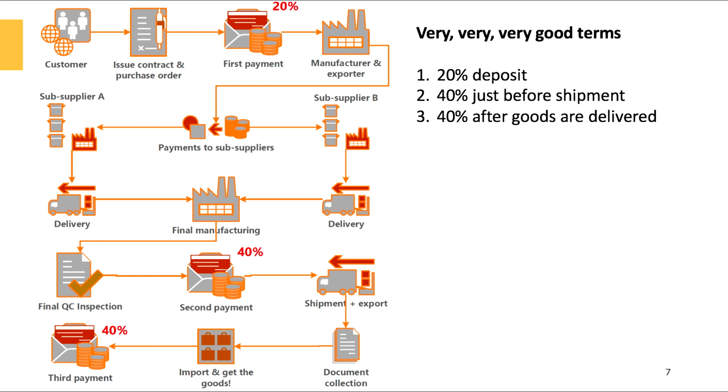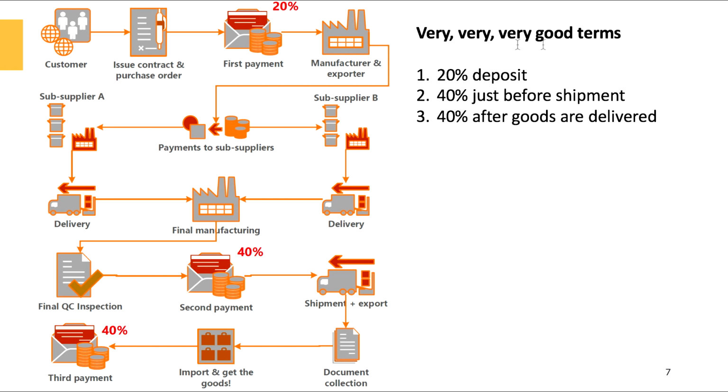What are the best payment terms that you can possibly dream of? Well, obviously that would be you get all the goods and you have 3 months before you have to pay anything. That happens very seldom. Not impossible, but very seldom. What is something slightly more realistic but still very, very good for you?